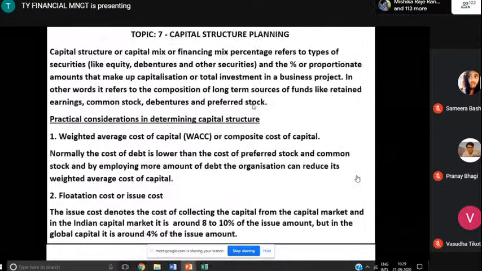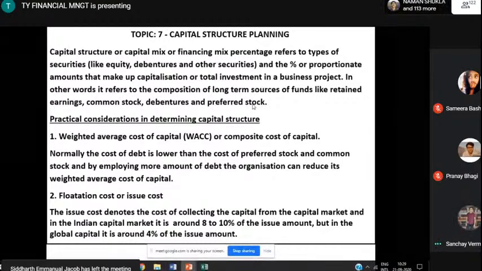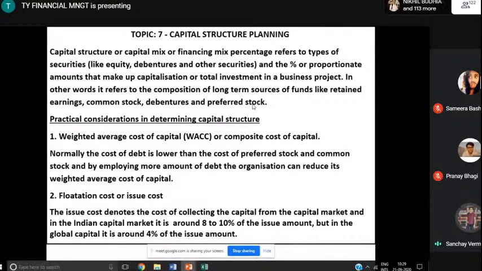How many points have we completed? What is the first point? Read out the first point, everyone. Even if it is a chorus answer, no problem. First point: weighted average cost of capital. Second point: floatation cost. What does it mean? Cost of collecting the capital.